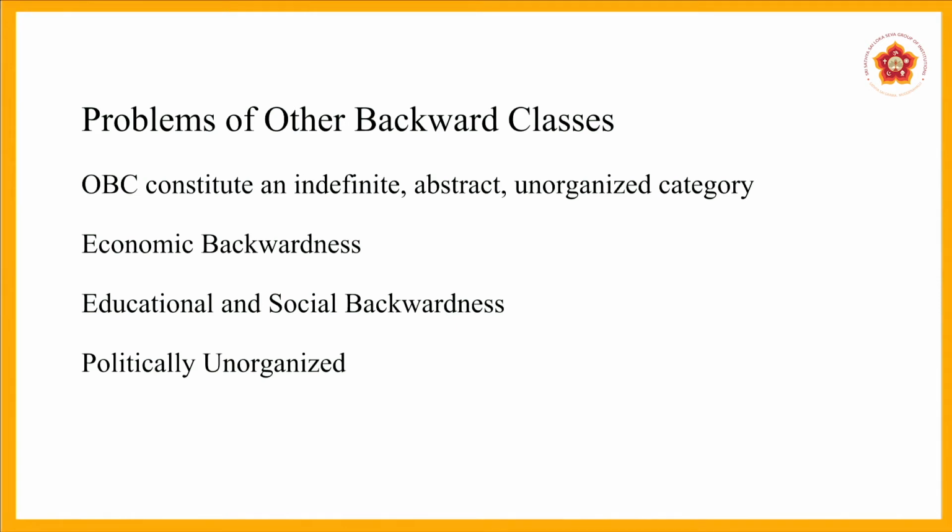The problem of other backward classes was that they constituted an indefinite, abstract and unorganized category, because other backward classes could be anyone. Those who were educationally backward or economically backward were taken as other backward classes. There were many groups which claimed to be in this category, but there was no unification of the idea or of the identity. So, it never came up as one particular class or group. It remained very unorganized.